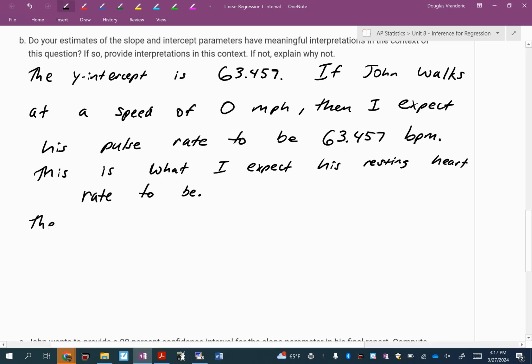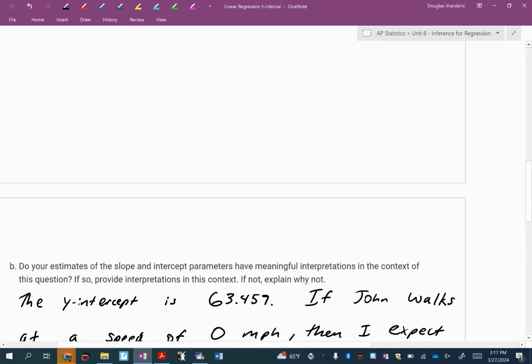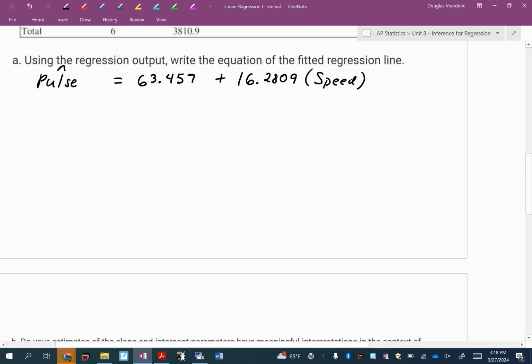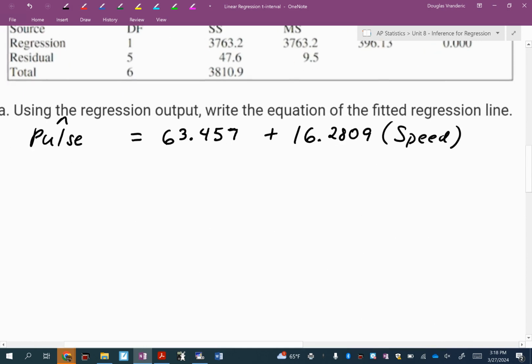The slope is 16.2809. So let me go back to how I did this in the first semester. Slope, what I try to teach you guys, is that if you increase your x value by 1 unit, then I expect the y value to change by the slope. I'm going to say it again. If I increase the x by 1 unit, I expect the y to change by the slope. Notice I didn't say go up or down, because that depends on the sign of the slope.